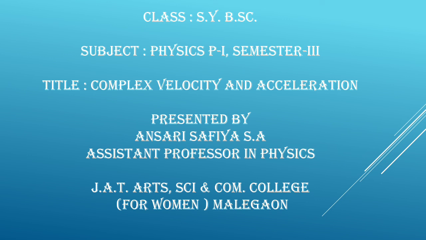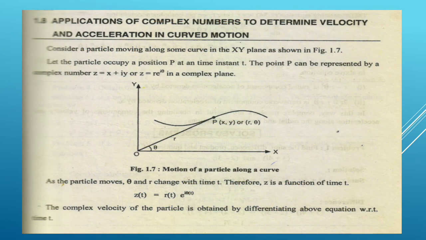Dear student, today we have to study complex velocity and acceleration. Now suppose that a particle is moving along a curve in the xy plane as shown in the figure. Suppose the particle occupies a position P at time t. The point P can be represented by the complex number z = x + iy, or z = r e^(iθ), in a complex plane.